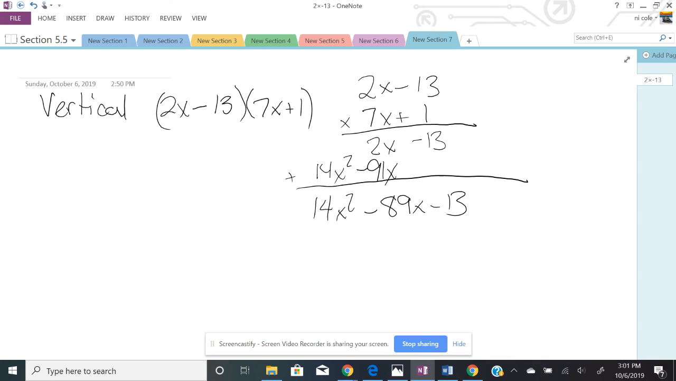So you got to choose a method that works for you. As these get bigger, maybe this vertical multiplication is way easier to do as these parentheses get bigger. Just pick a method that works for you. Email me or ask me in class if you have any questions.